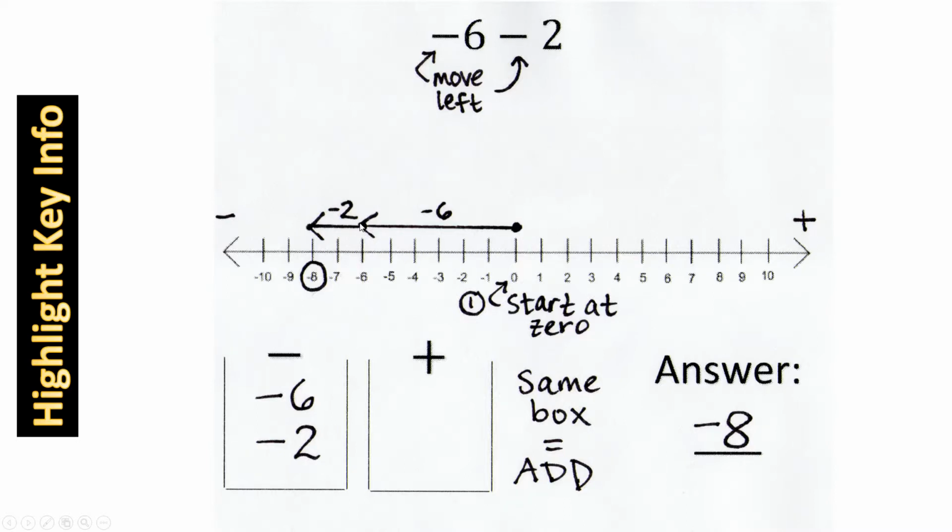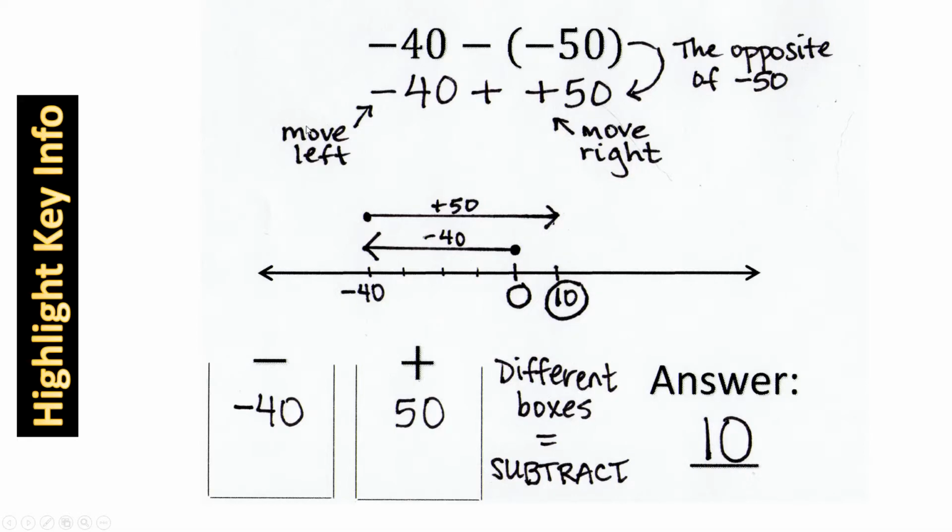We build off of this one. We go -6 and then we go 2 more to the left. Therefore, if they're the same sign, we add them because we're going the same direction, and it is -8. And once again, pre-done notes, you could highlight what you need to.